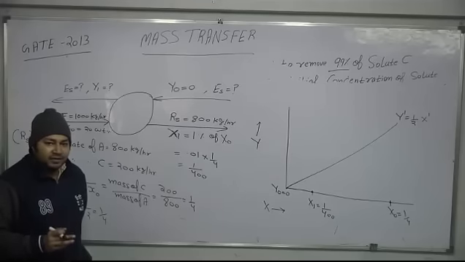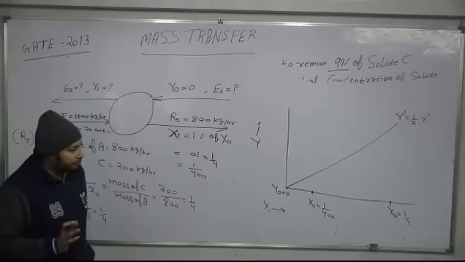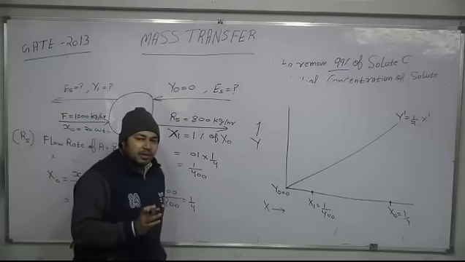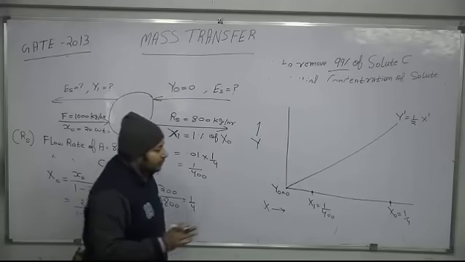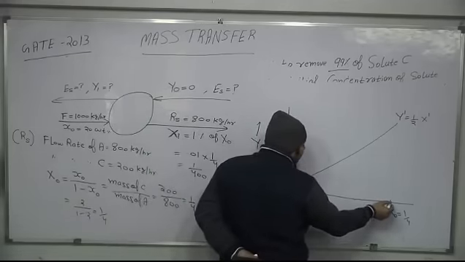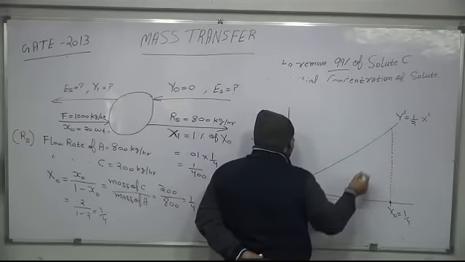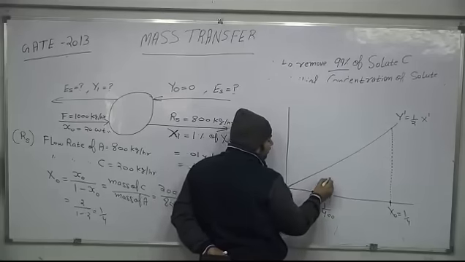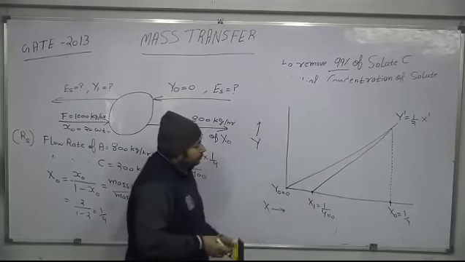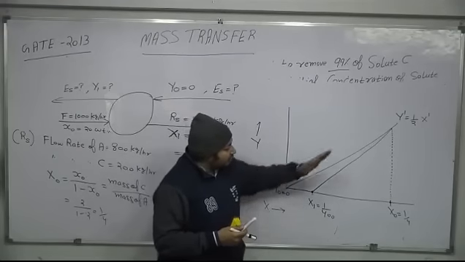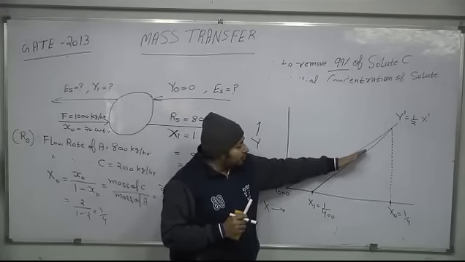The last line says calculate the minimum amount of flow rate of the solvent. Minimum. So they are talking about the minimum, and we know that minimum can happen only and only at the equilibrium. So what will we do? We will extend this point till equilibrium and then join with that point. And now this operating line is having the maximum slope because it cannot cross equilibrium.